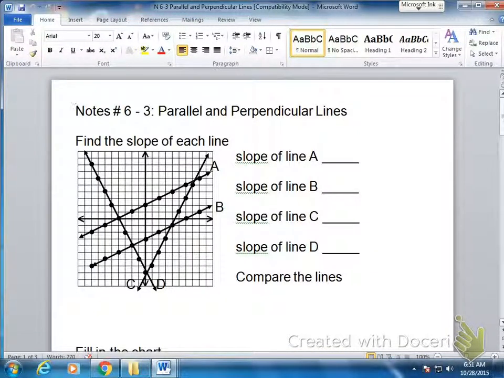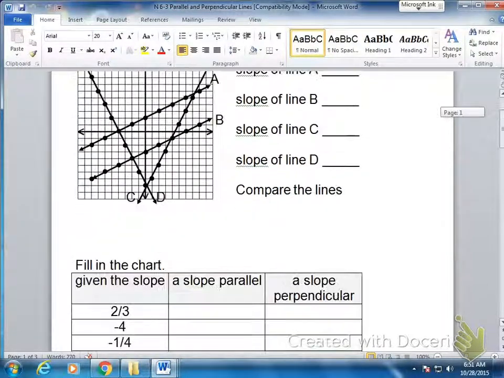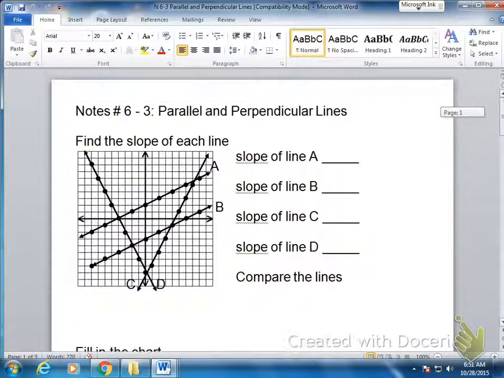All right, guys, so we're talking about parallel and perpendicular lines today, and this one can be a little bit lengthy. I'm going to split it up into a couple of videos at least, so as we're going through it, when it ends, you can just go to the next video.